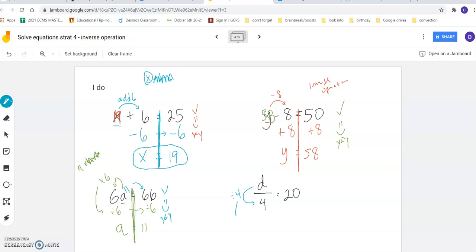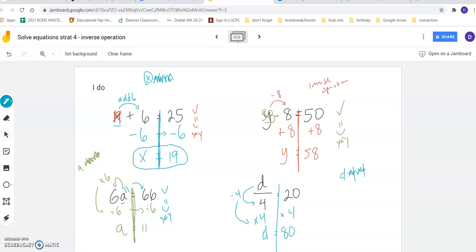The inverse operation of dividing by 4 is multiplying by 4. Because if I had some number, I divided it by 4, then I multiplied it by 4, those would undo each other, and I would be left with just d on this side. I'm going to multiply this by 4. I've got to multiply this by 4. And 20 times 4 is 80.